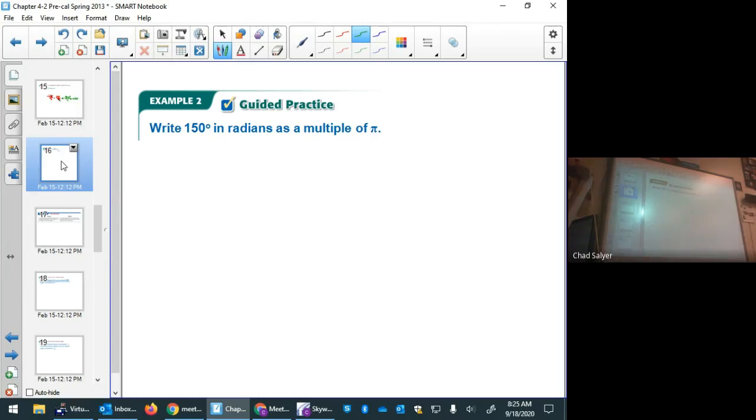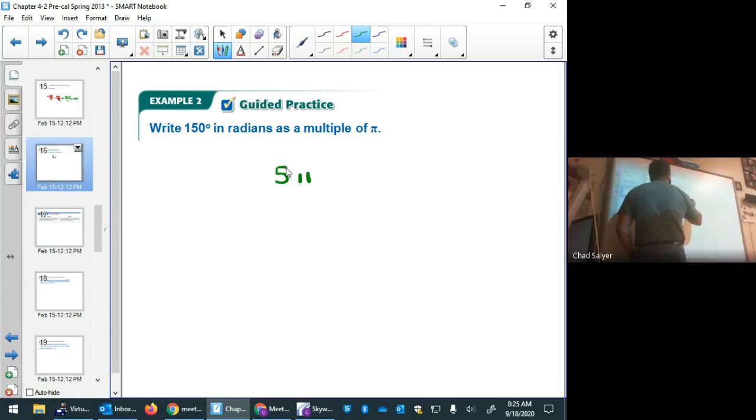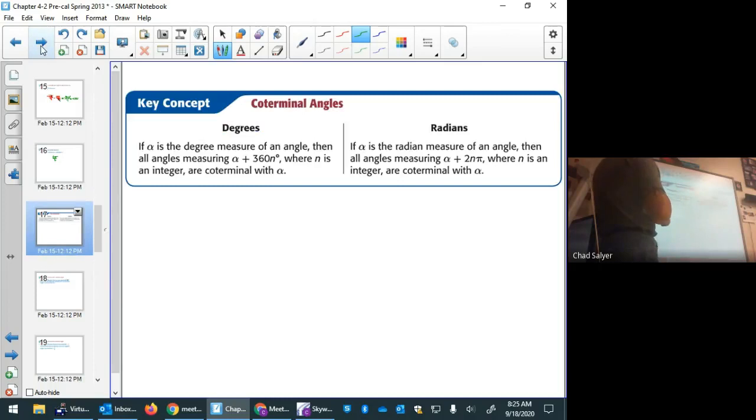Okay, so Holden, tell me what the 150 degrees is in a radian measure. Very good. So those are the kind of calculations you should be able to just really quickly rattle off for me. So coterminal angles.